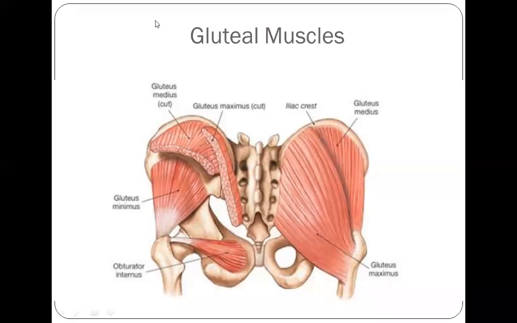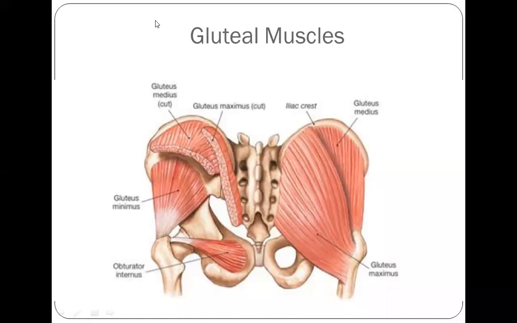Yes, good. Greater trochanter, or more specifically, an oblique ridge on greater trochanter. And gluteus minimus is inserted into anterior aspect of greater trochanter. What is the nerve supply of gluteus medius and minimus? Nerve supply? Superior gluteal nerve. Very good.